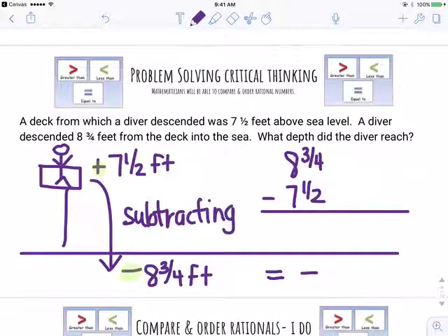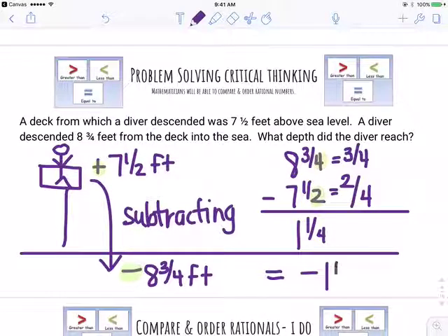I know that I need a common denominator, so I can see that between these two, my common denominator is going to be 4, so that fraction is going to stay. My next fraction is going to be fourths, so 2 times 2 is 4, so this one's going to change to 2/4, 1 times 2. And when I subtract, I get 1 1/4. So my final answer is going to be negative 1 1/4 feet.